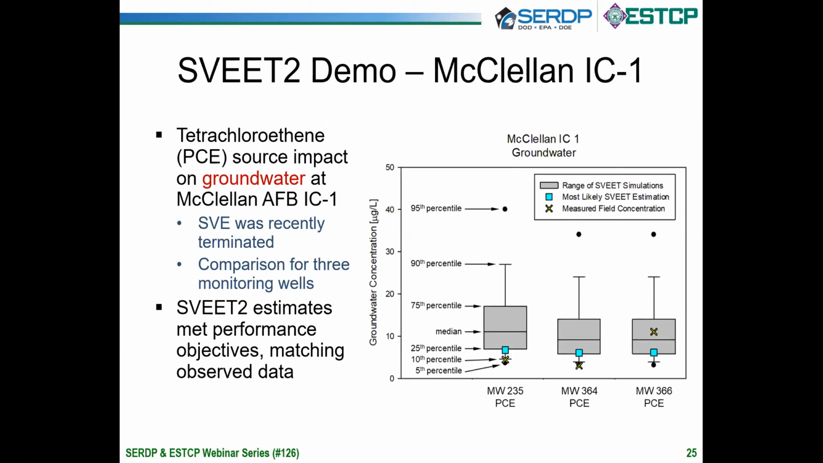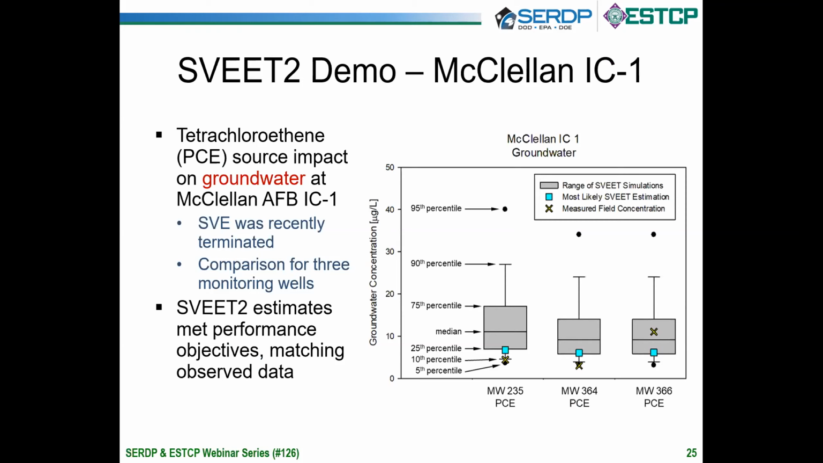McClellan Air Force Base has several sites where they're using SVE. IC1 is one of those that had PCE source material that was impacting groundwater. They had recently terminated SVE, and we had 3 wells that we could look at for our comparison. So what we did was gather data from the site, and we determined a most likely set of parameters. And that resulted in the blue box on the plots, which is the most likely estimate from SFEET.